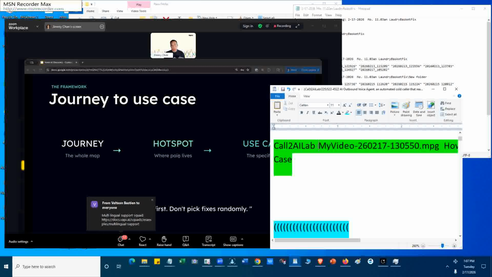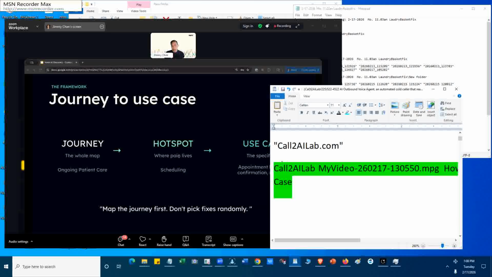And the use case is a little bit lower in that hierarchy. It's the specific automation that we can build. For example, in scheduling appointments, handling inbound calls to book times to increase MRI or medical equipment utilization is one of those. An example to illustrate: the customer journey might be the full end-to-end journey of ongoing patient care. This is in healthcare. One of the hotspots where pain lives is in scheduling.